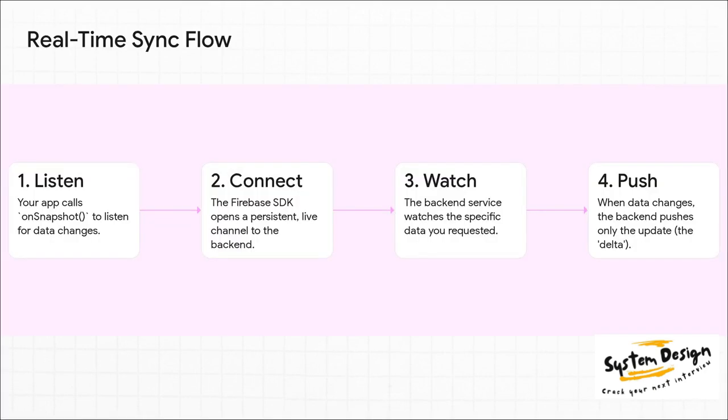Well, it's this beautifully simple 4-step dance. First, your app basically raises its hand and says, hey, I want to listen for changes to this piece of data using a function like onSnapshot. That's step 1. Then, the Firebase SDK opens up a persistent, live channel all the way to the backend. The service on the other end starts watching that exact piece of data for you. And the moment it changes, this is the cool part, it doesn't send the whole thing back. It just pushes the tiny little change, the delta, down that live channel straight to your app.